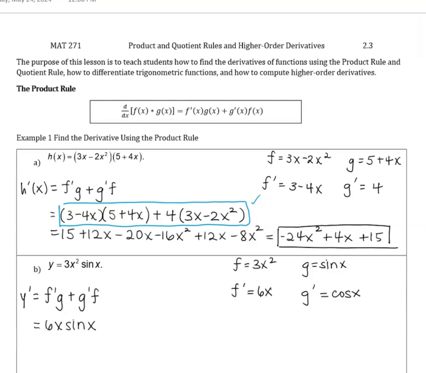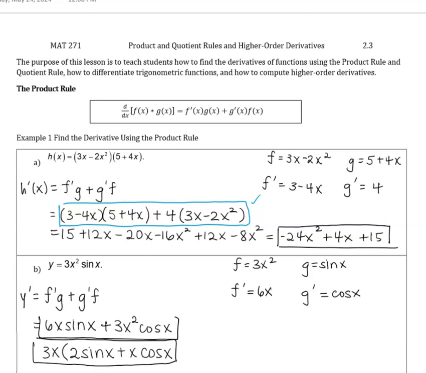Here we have f prime multiplied by g, and then we will add g prime multiplied by f. And I'm going to choose to write that 3x squared in front of that cosine x. Nothing can be simplified here. We don't have any like terms that we could combine. I will note that it is possible for us to factor out a 3x in this case and be left with this factored version of the answer, but either one of these would be correct.